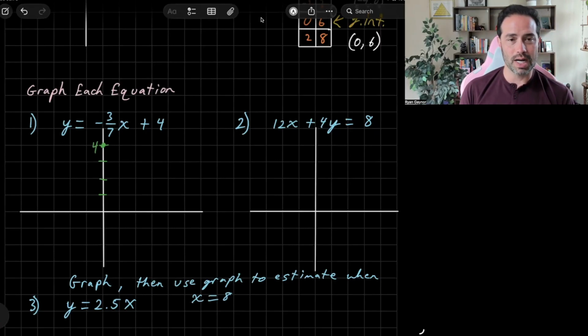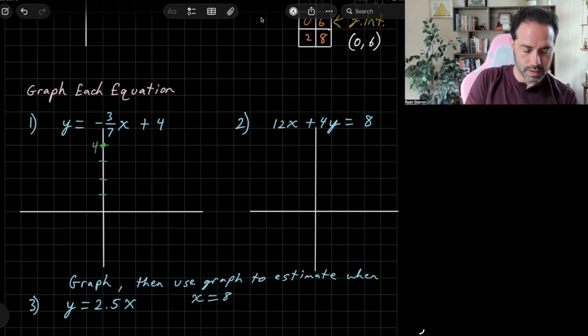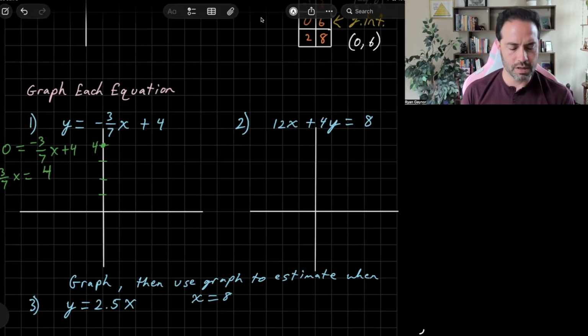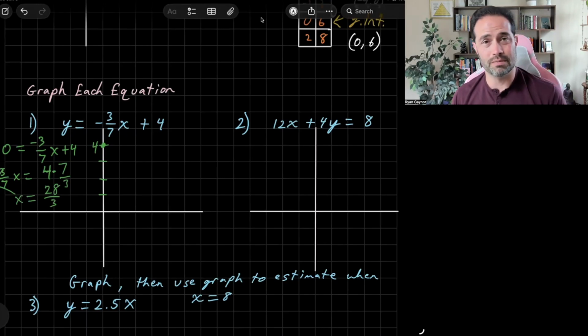So if I plug in 0 for y, it would say 0 equals -3/7 times x plus 4. So if I add this to the other side, 3/7 times x equals 4, then I know that for my x-intercept, I have to solve for x, so I have to multiply by 7/3, right? That would be dividing by 3/7, so multiplying by the reciprocal. So if I multiply by 7/3, then I get my x-intercept, and that is going to be at 28/3.